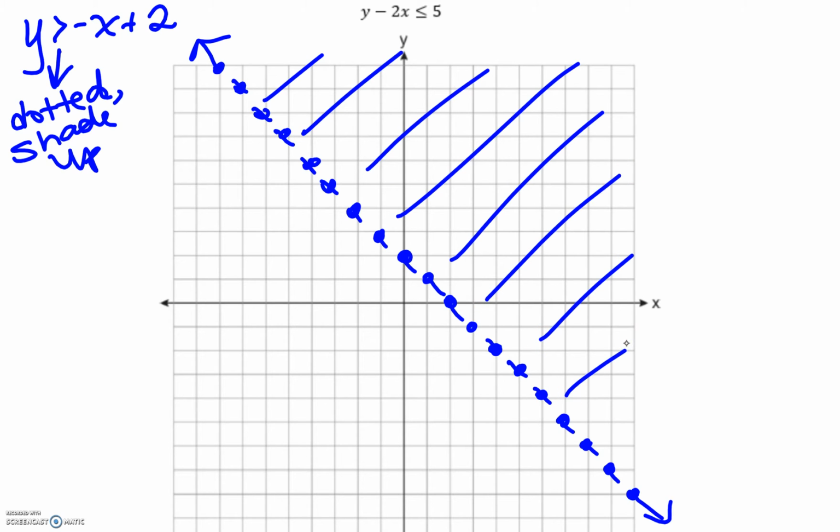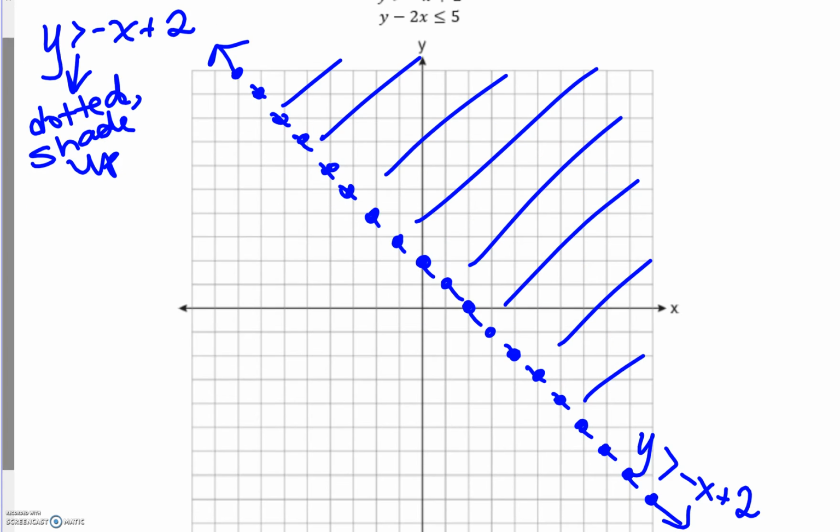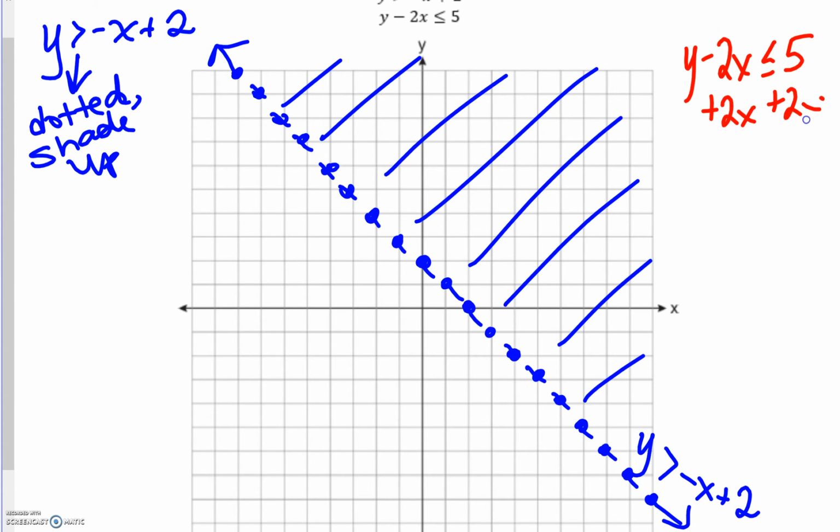And because this is a system, we need to label at least one of the lines with the inequality. Okay, so now let's look at the second one. We have y minus 2x is less than or equal to 5. We need the 2x on the other side, so we have to add it over. We have y is less than or equal to 2x plus 5. So we're going to start at 5. I'm going up 2, right 1, up 2, right 1, down 2, left 1, down 2, left 1.